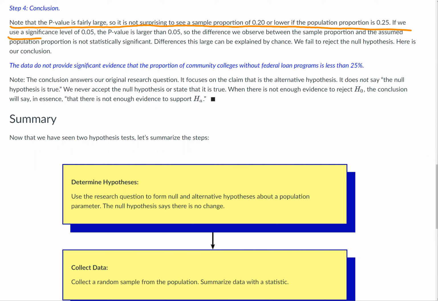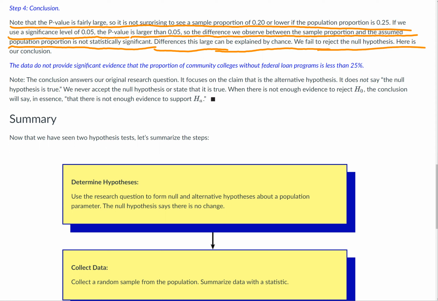If we use a significance level of 0.05, like we said is pretty common, the p-value is larger than 0.05. So the difference we observe between the sample proportion and the assumed population proportion is not statistically significant. Differences this large can be explained by chance. We might have happened to have chosen 80 of the 1,100 community colleges that happen to have a higher proportion of the no federal student loan programs, more so than the overall population. In this case, we'll fail to reject the null hypothesis.